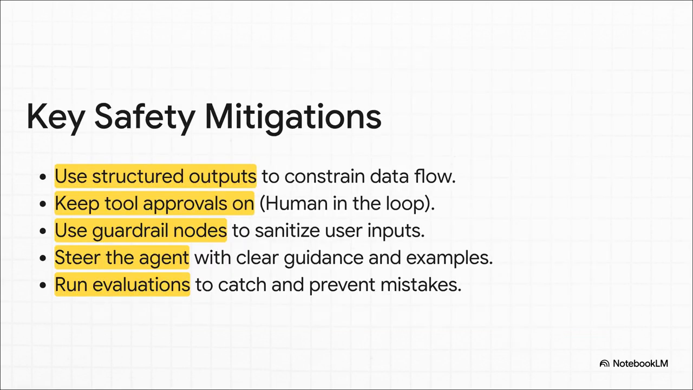So what are these safety measures they're talking about? The source gives a really practical checklist. Things like using structured outputs to limit what the agent can say, keeping that human approval step turned on for sensitive actions, and using guardrail nodes to check for sketchy user inputs. It's also about steering the agent with super clear instructions and examples. Each one of these is like adding another layer of defense against things going wrong.